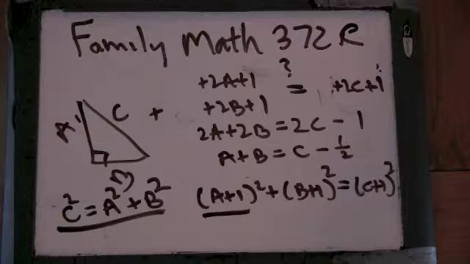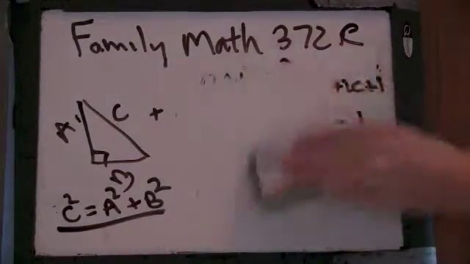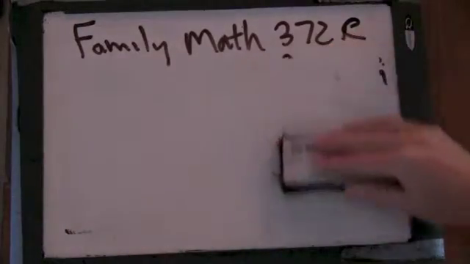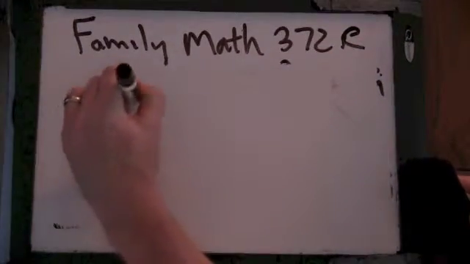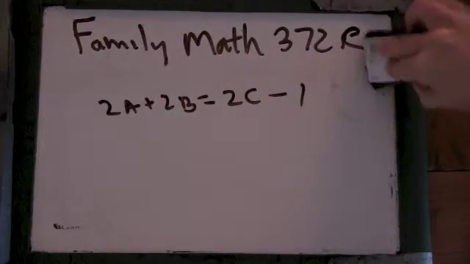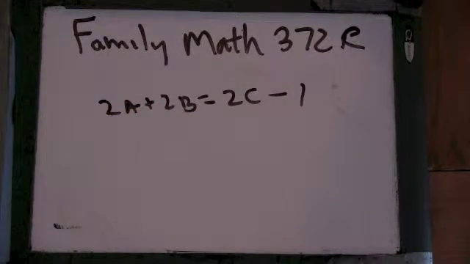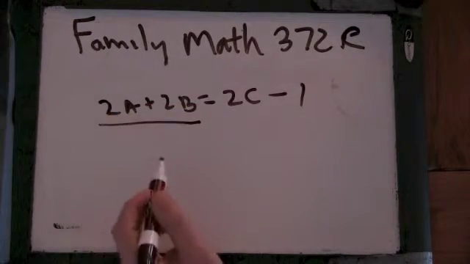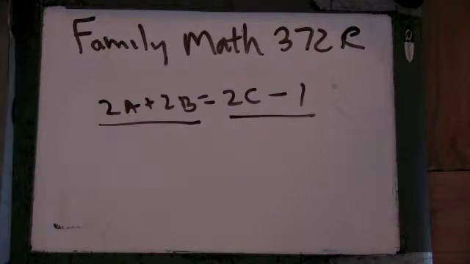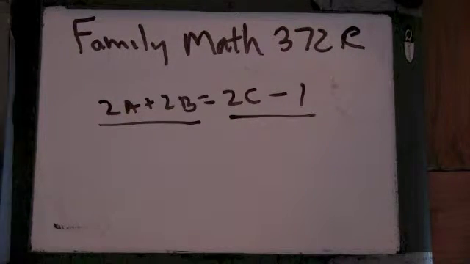Now let me ask you a different question. How could we have seen the same thing without dividing by 2? If a, b, and c are integers, could we ever have 2a plus 2b equals 2c minus 1? Well, no, because this is saying even plus even equals odd. This side has to be even because they're all integers, and this side is odd because 2 times an integer is always even, and minus 1 is always odd.